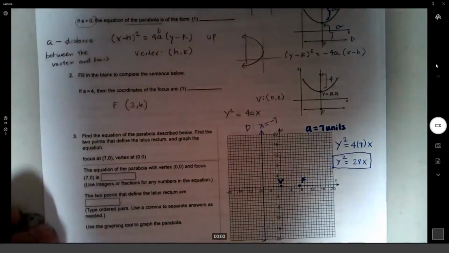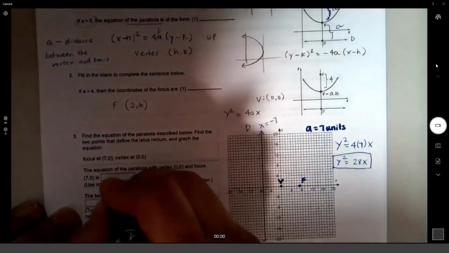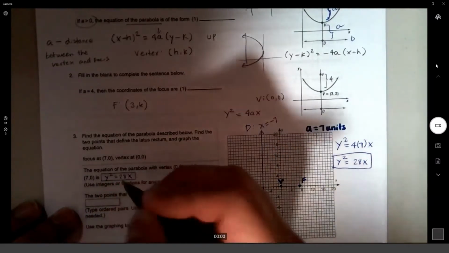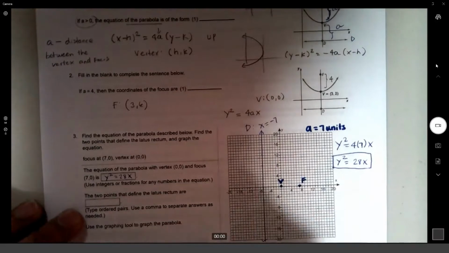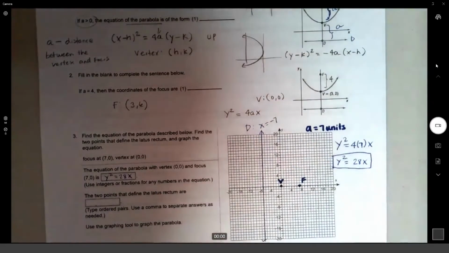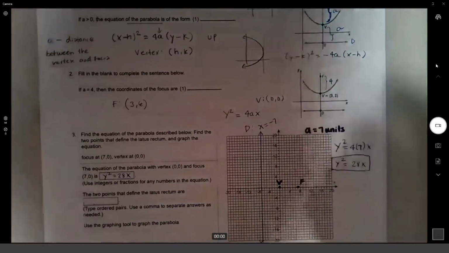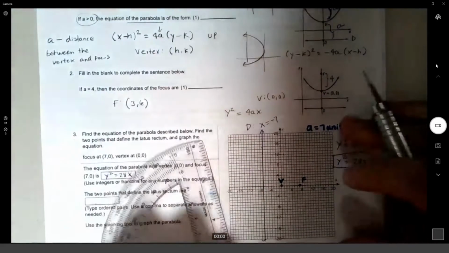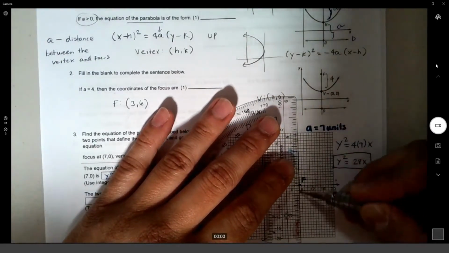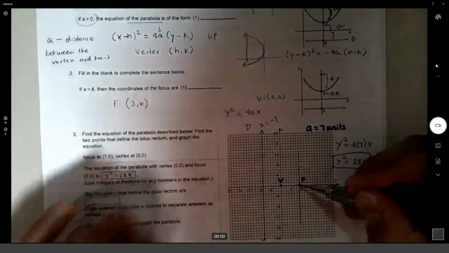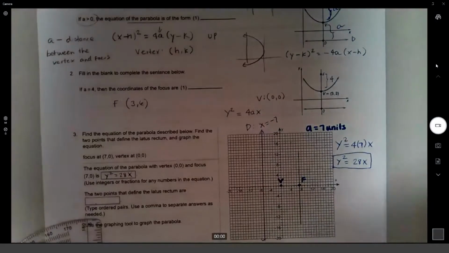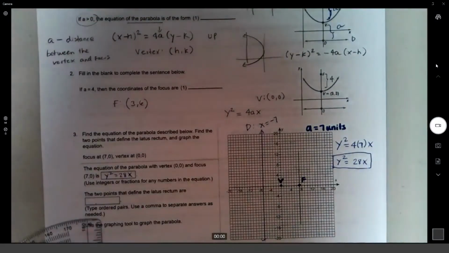All right, let's see, I think I need to just maybe put some here. y squared is equal to 28x. The 2 points that define the latus rectum will be the points that pass through the focus, or are aligned with the focus. That's what I should have said. Are aligned with the focus.